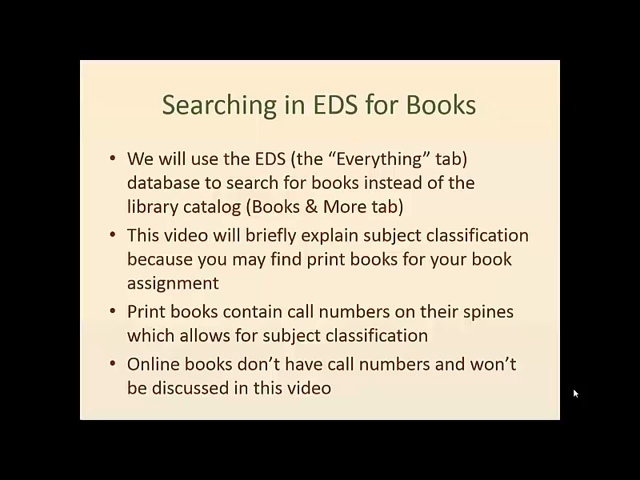We will use the EDS Everything tab database to search for books instead of the library catalog, the Books and More tab, found on the tab search box on our home page. This video will briefly explain subject classification because you may find print books for your book assignment. Print books contain call numbers on their spines which allow for subject classification. Online books don't have call numbers and won't be discussed in this video.